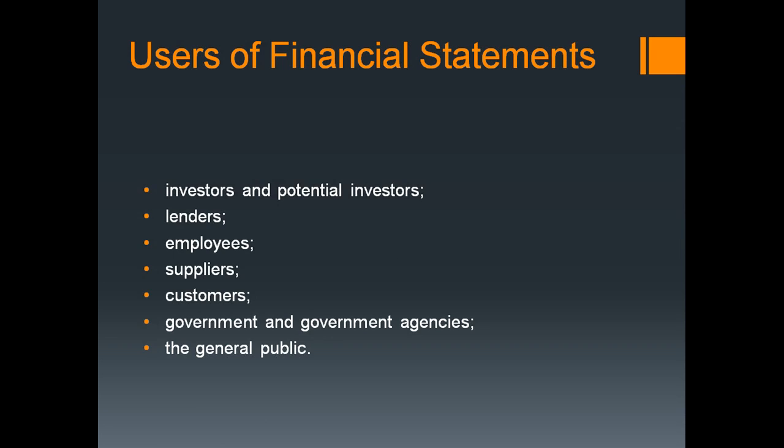Now let's discuss the different users of financial statements. There are several groups of people who may use the financial statements. They include investors and potential investors, lenders, employees, suppliers, customers, government and government agencies, and the general public. Each user group has different information needs, but as a general rule, financial statements prepared in accordance with IFRS should provide all user groups with most of their needs. Each group is interested in financial performance, financial position, and cash flows, but some users are mainly interested in performance and profitability, while others may be more interested in liquidity and gearing or other matters.